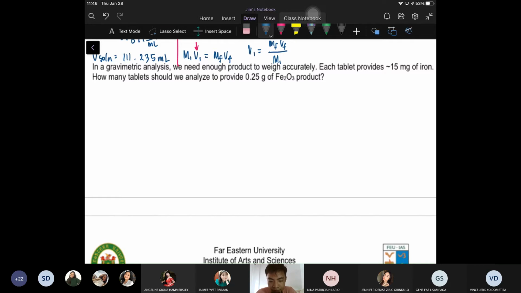Okay, so let's have this one. In a gravimetric analysis, we need enough product to weigh accurately. Each tablet provides 15 milligrams of iron. How many tablets should be analyzed to provide 25 grams of iron 3 oxide product? Okay, so ang question sa atin is that how many tablets ang kailangan if each tablet will give us 15 milligrams iron to get 25 grams of the iron 3 oxide product.